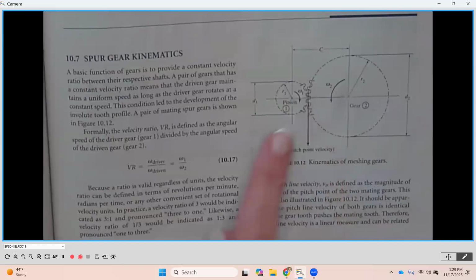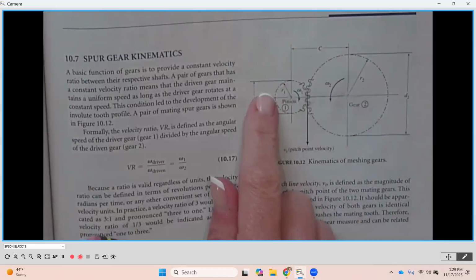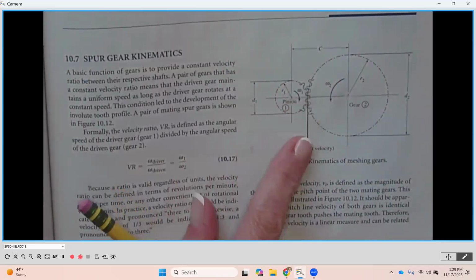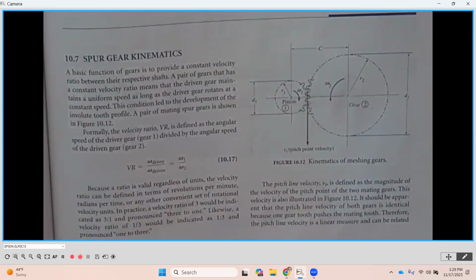Okay. But now at the very end there, we not only have rotational speed on each one of our gears, we have straight line velocity. This is called pitch line speed. Pitch line speed. Okay.